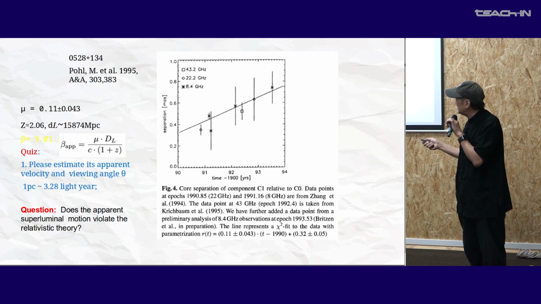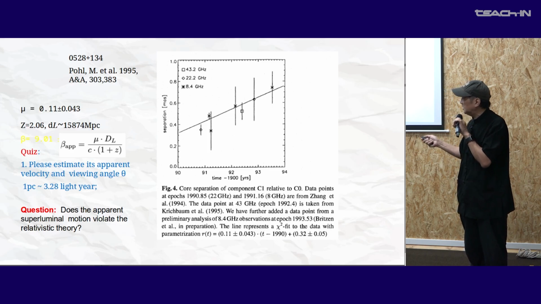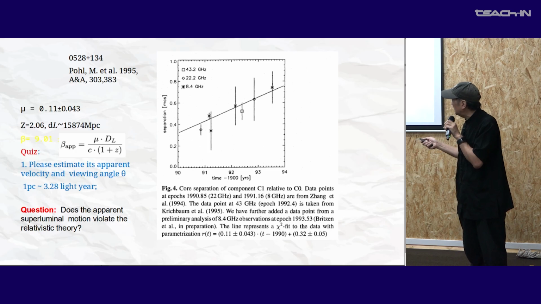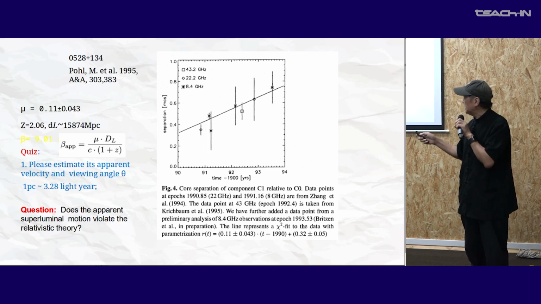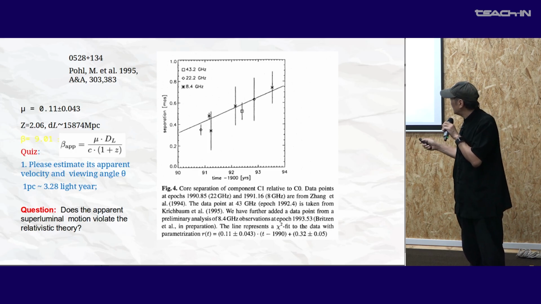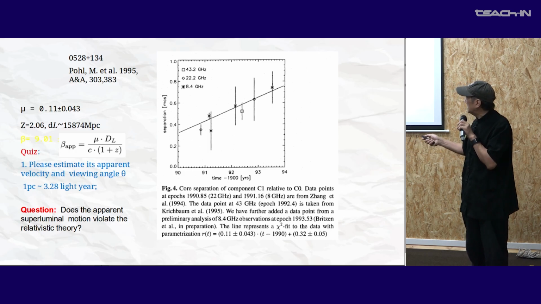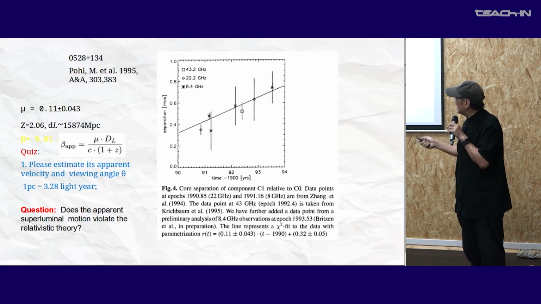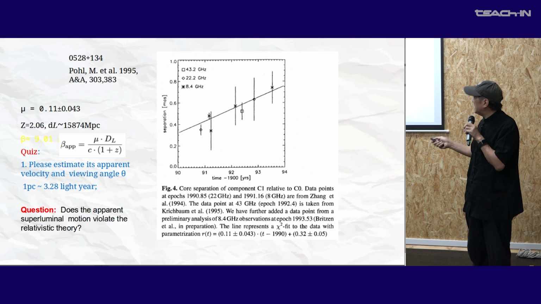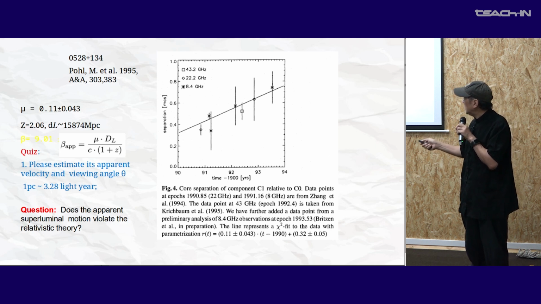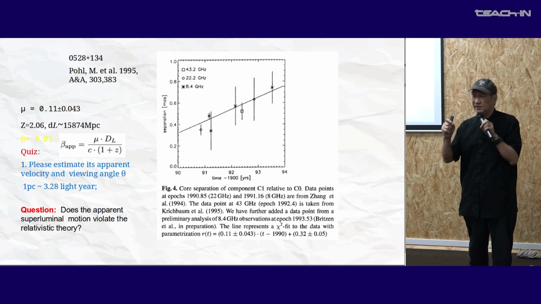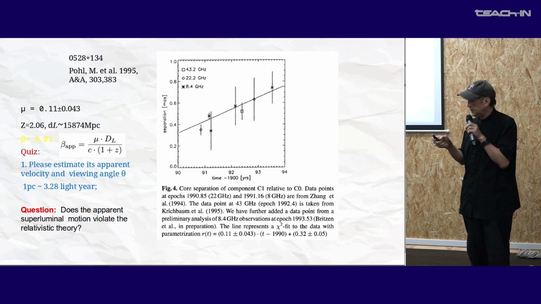Then we use this and the distance. This is the luminosity distance, and this is the redshift of the source. Using these observations, we can get the superluminal motion velocity. It is expressed in this way. If you're interested in this, you can read this paper. So if from the observation we get the proper motion velocity, we can get the superluminal motion velocity, or we can call it the apparent velocity.